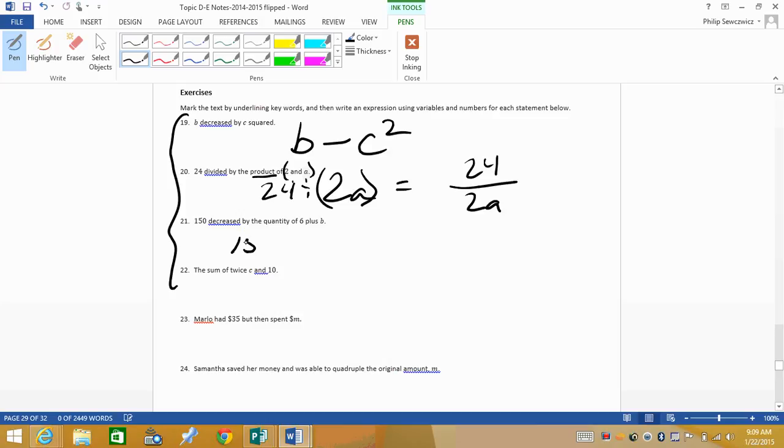All right, 21, 150 decreased by the quantity. Quantity means get ready to use parentheses. So decreased by the quantity of 6 plus B.